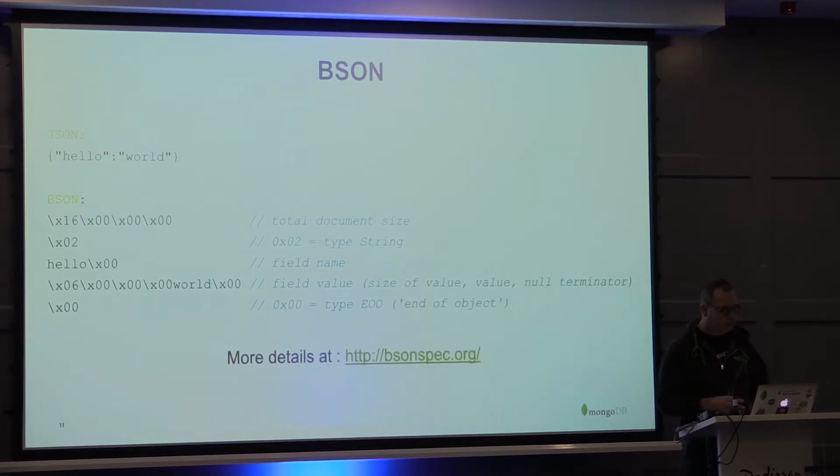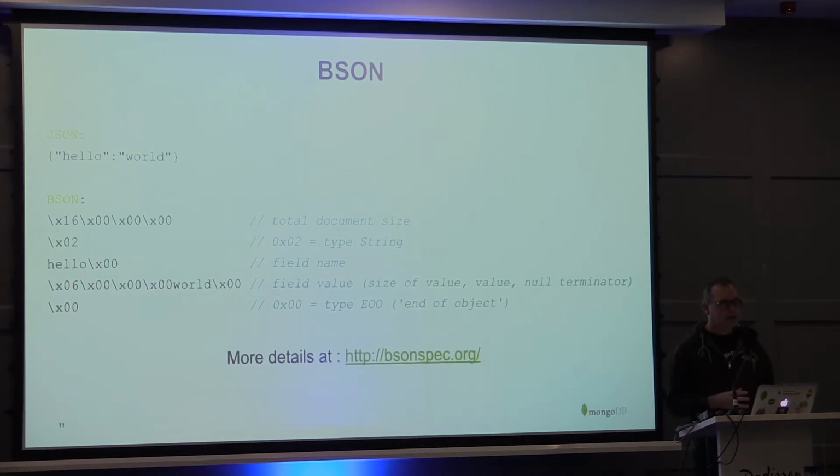And it's a binary format. Here's the binary encoding of JSON hello world. We've got a total document size encoded. Then we've got a type string, which is 2 for strings. Then we've got the field name, which is hello, and it's null terminated. Then we've got the field value, which is size, value, and null terminator, and then an end of object. So this is what the object would look like on the wire.